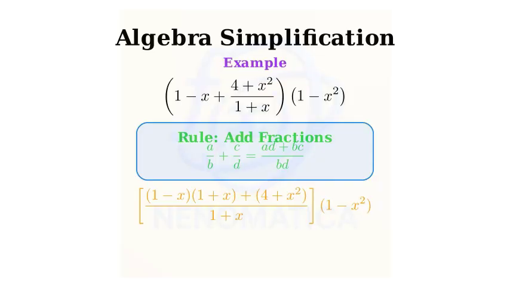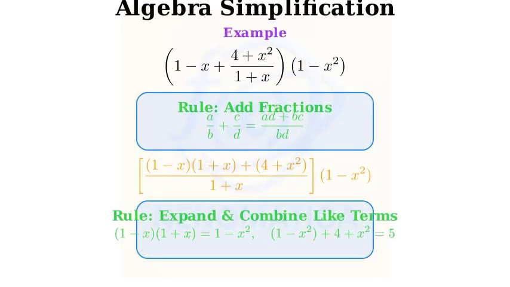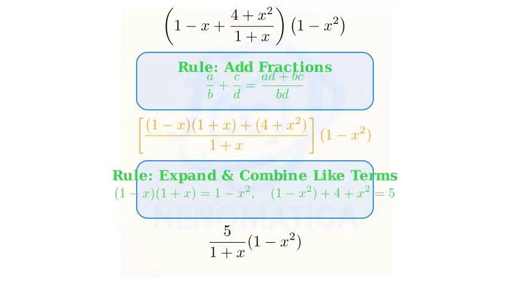Step 2. Now, simplify the numerator. The product 1 minus x times 1 plus x is 1 minus x squared. So the numerator becomes 1 minus x squared plus 4 plus x squared, which simplifies to 5. That yields 5 over 1 plus x times 1 minus x squared.